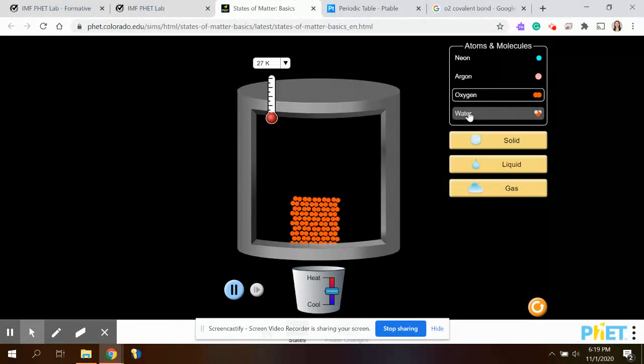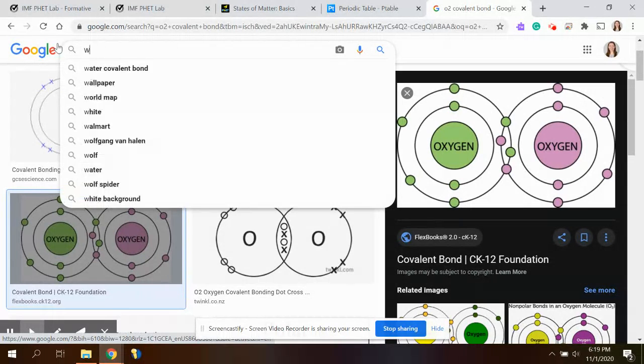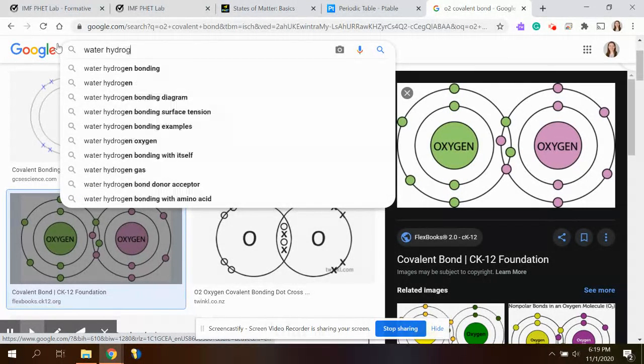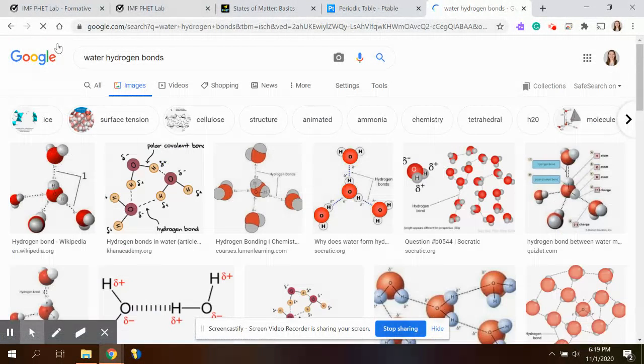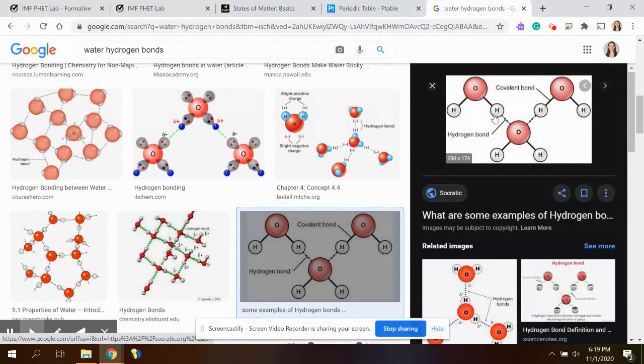And then finally, we have water, which, as I might remind us, water hydrogen bonds. And this is kind of, let's see, where's a good picture for this? This one's really good. I like this one. Okay, so there is a covalent bond between the oxygen and hydrogens, true, but something else is happening.